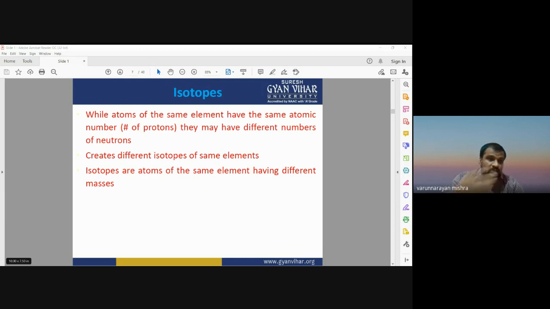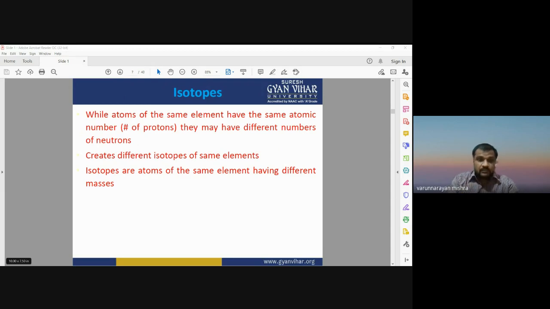The atoms of the same element have the same atomic number, that is the number of protons. The atomic number of an element means the number of protons in that atom. If the atom has 50 protons, its atomic number will be 50. So depending on the number of protons in the nucleus of an element, we can know the atomic number of that atom. But they may have different numbers of neutrons.